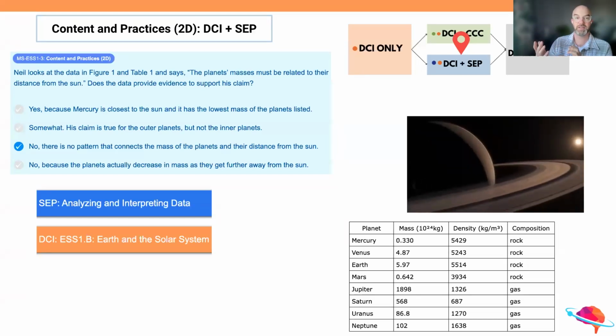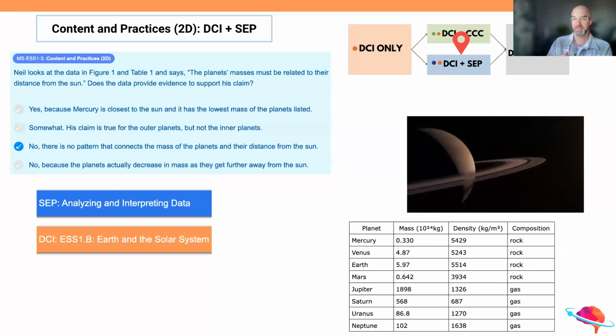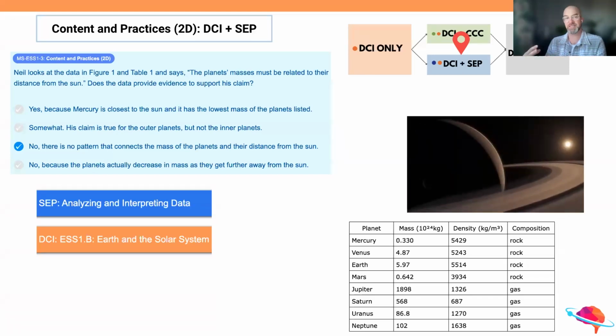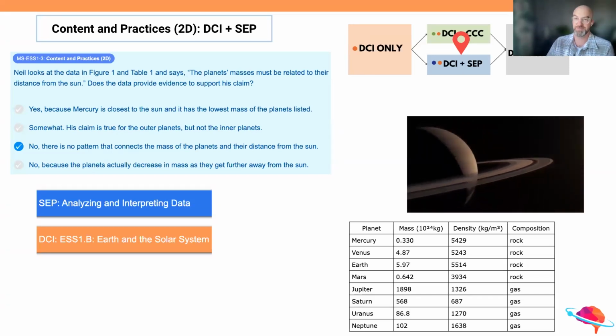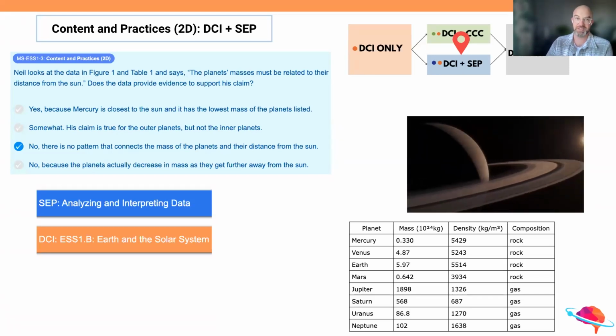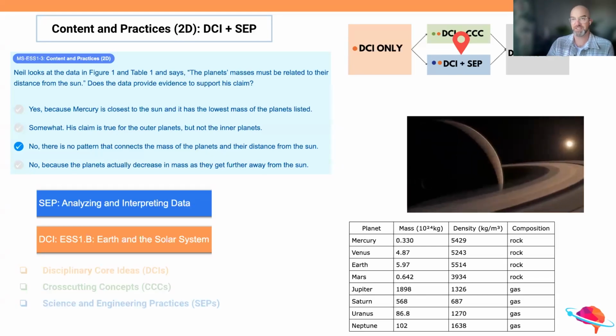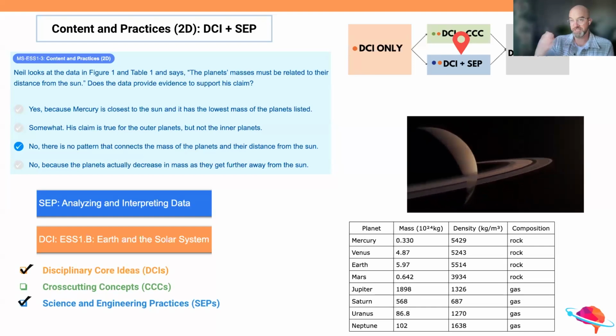Does the data provide evidence to support his claim? Students have to look at the data and look at the differences in what Neil thinks and what the data says, and answer this question: is there a relationship between distance from the sun and mass? Initially, it may seem that that's true, but it doesn't hold up over distance either.